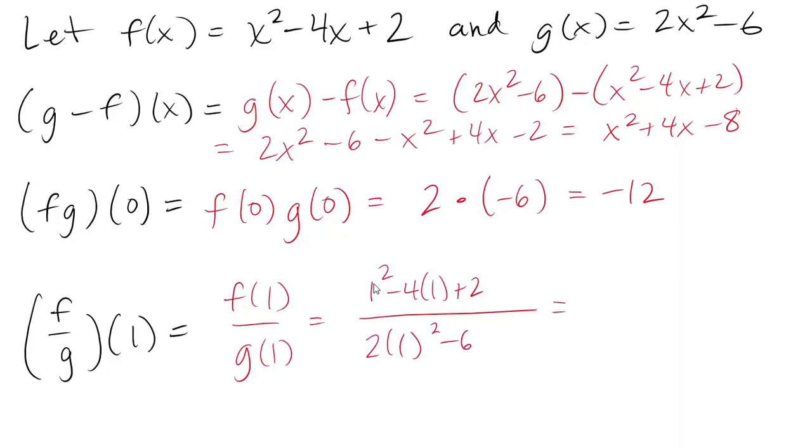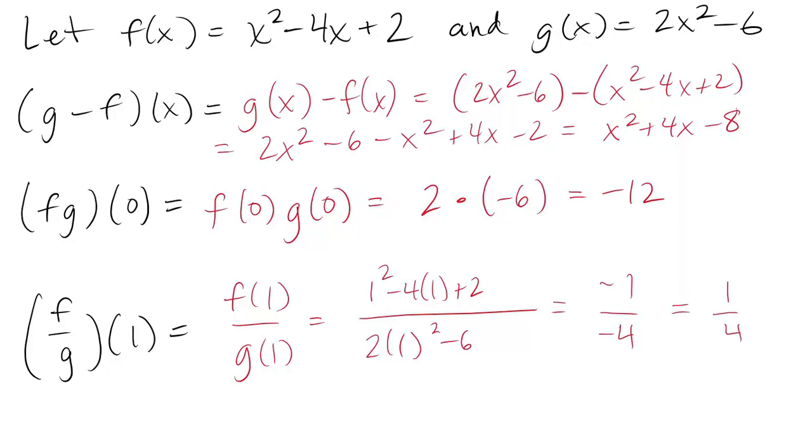So in the numerator we get 1 minus 4 plus 2, that's negative 1. And on the bottom we get negative 4. And those negatives cancel. We would usually write this answer as 1/4. So those four operations between functions are something that you can do with numbers. I don't think there's anything really complicated here. You just have to get used to the notation, what the notation means.